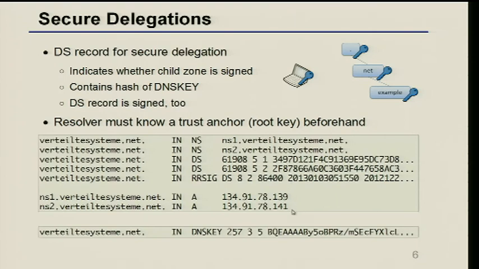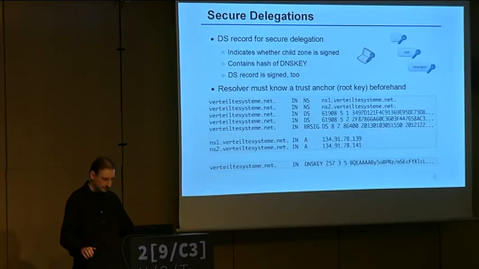So then the resolver can go to the next name server, my IPs are here, and can retrieve the public key and can then hash the public key. It can compare: is this DS record, the hash, the fingerprint of the public key, does it match? And of course, this DS record is also signed, otherwise this would be useless.